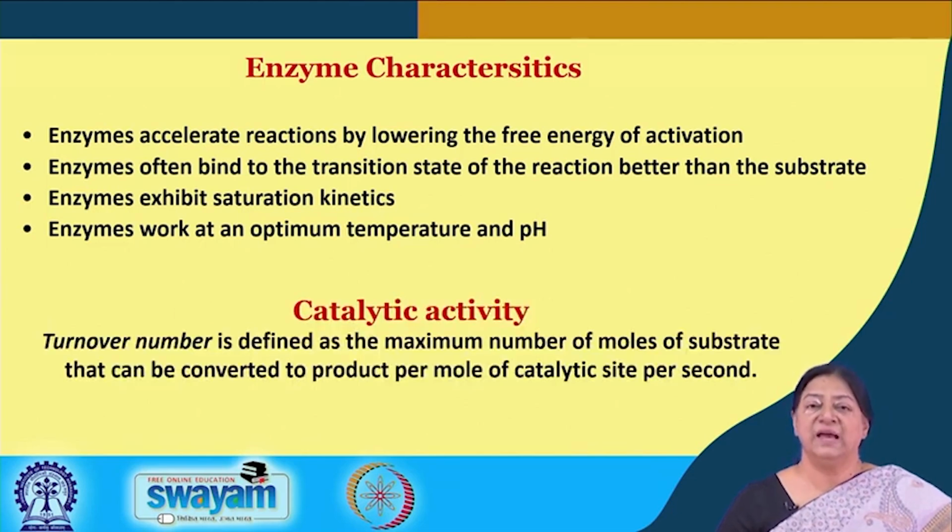So, the catalytic activity is measured in terms of what is called a turnover number. What do we mean by this? It is the maximum number of moles of substrate that can be converted to product per mole of catalytic site per second.